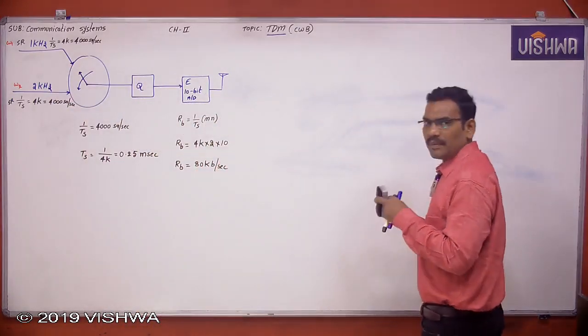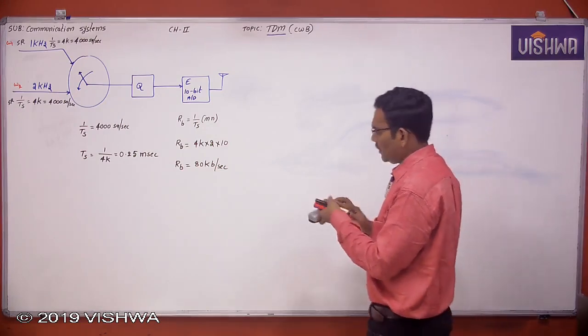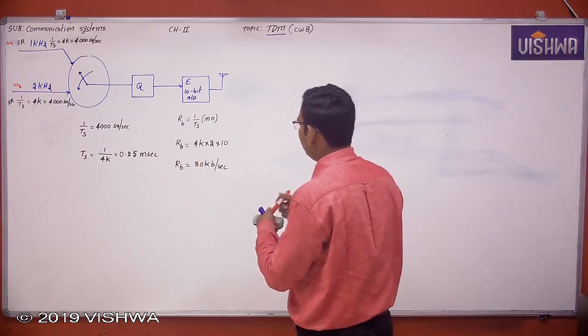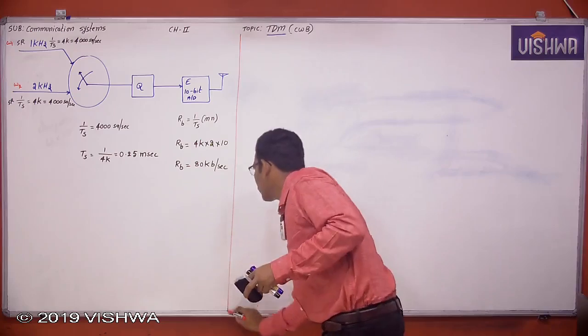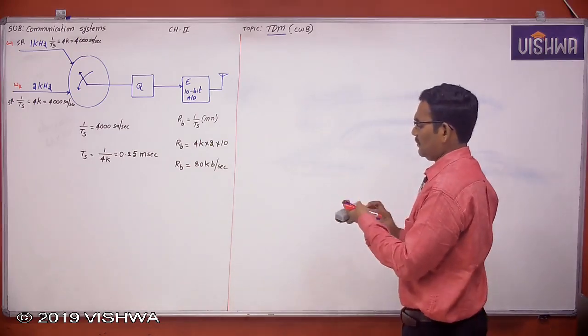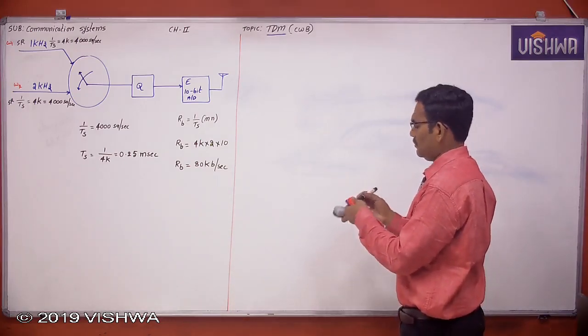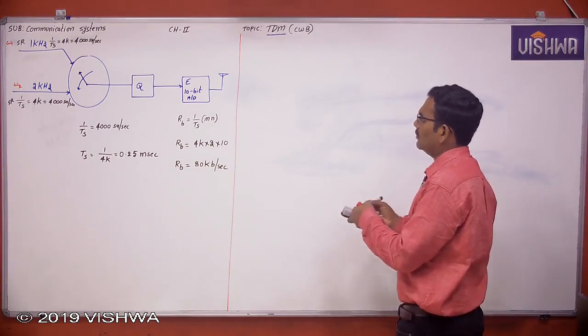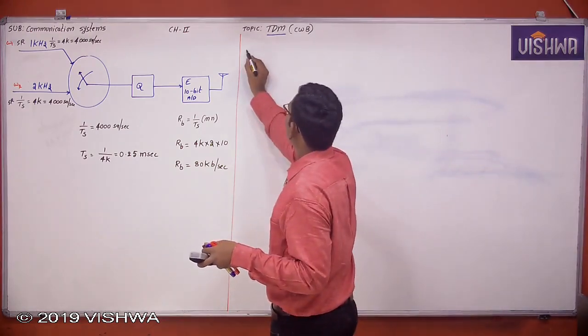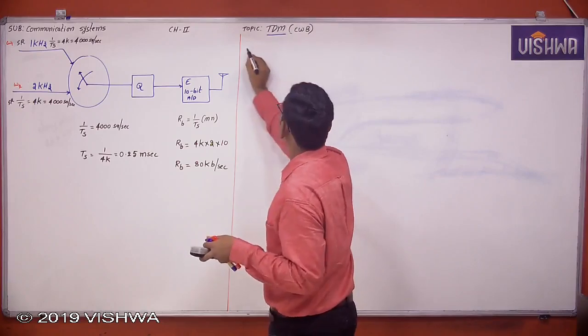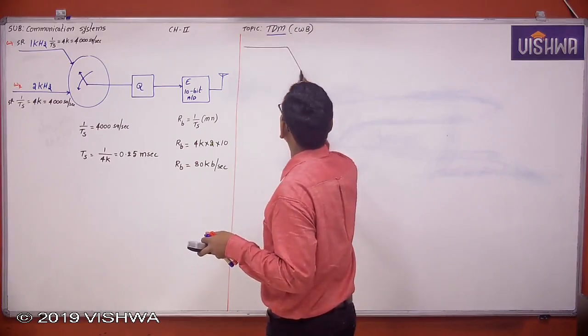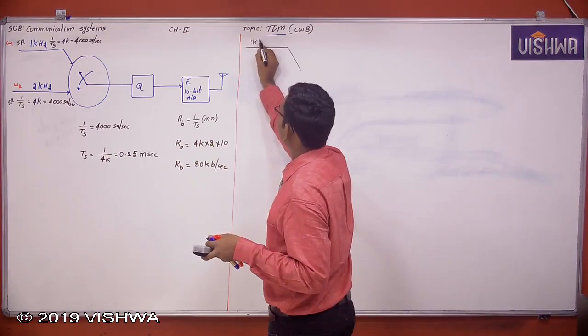Now we'll see the same kind of problems. The second problem is like this. This is the commutator. This is 1 kilohertz, same.